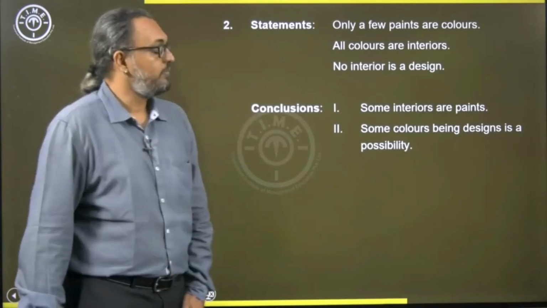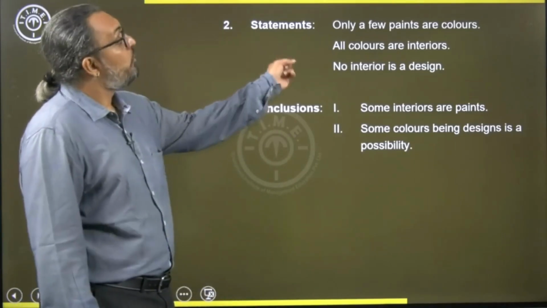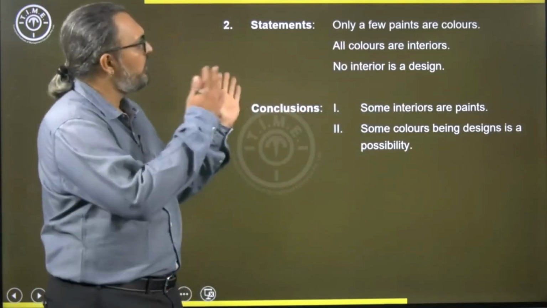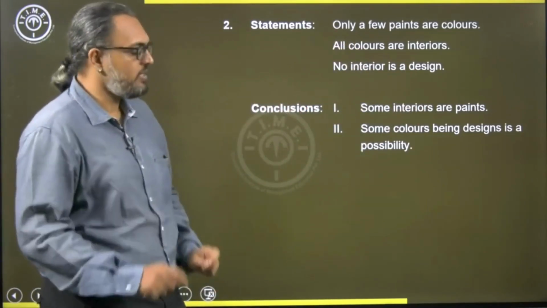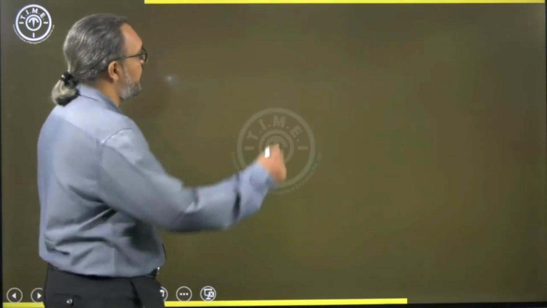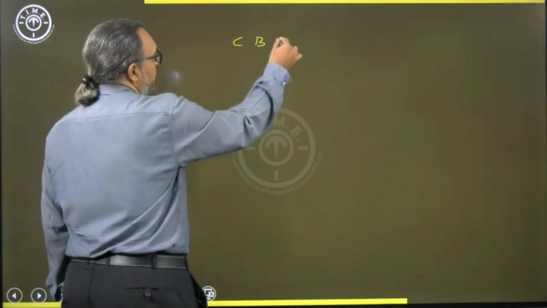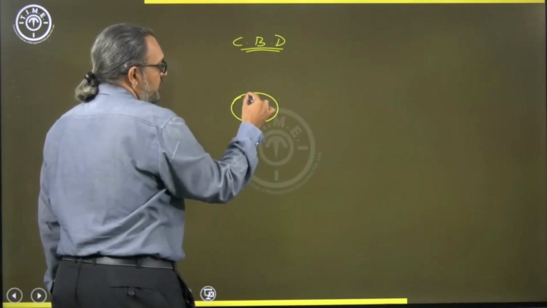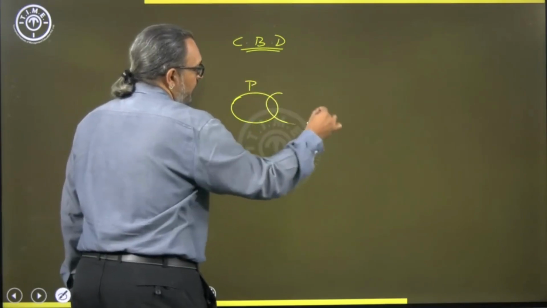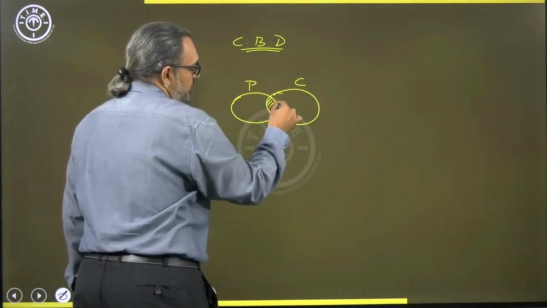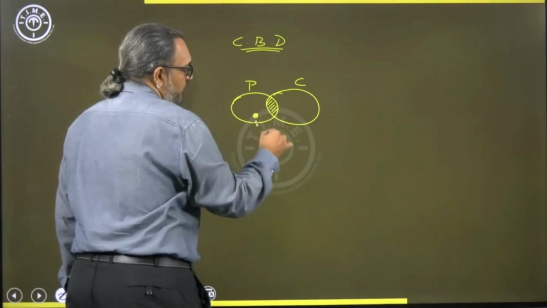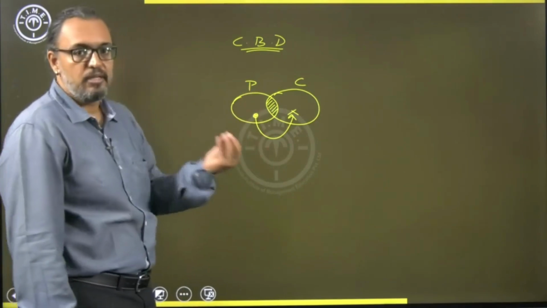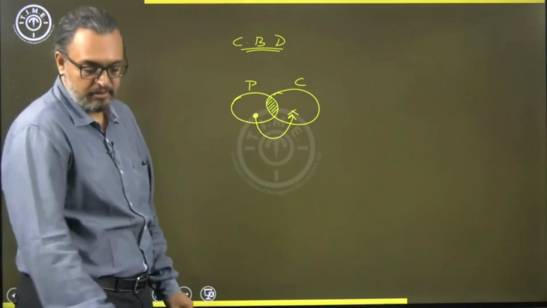Okay, next one. Next we have: only a few paints are colors. A few is also some, so it is only some. So only some paints are colors. Let's take that. We have the combined basic diagram. Only some paints are colors, like this. That means there should be some paints that are never inside colors.